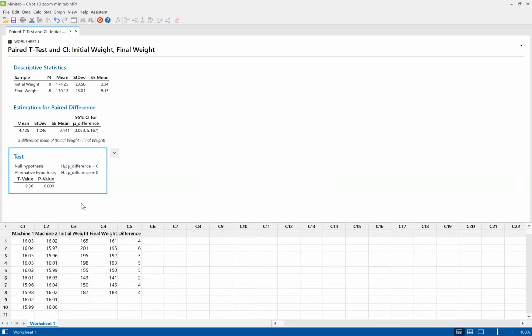And so in this case, that's good news because it means the people that did this weight loss program lost weight. As a group, they were statistically significantly different in their final weight than they were in their initial weight. So in this case, rejecting the null hypothesis is a good thing. This is what I wanted to have happen. I wanted to see that there is a difference.